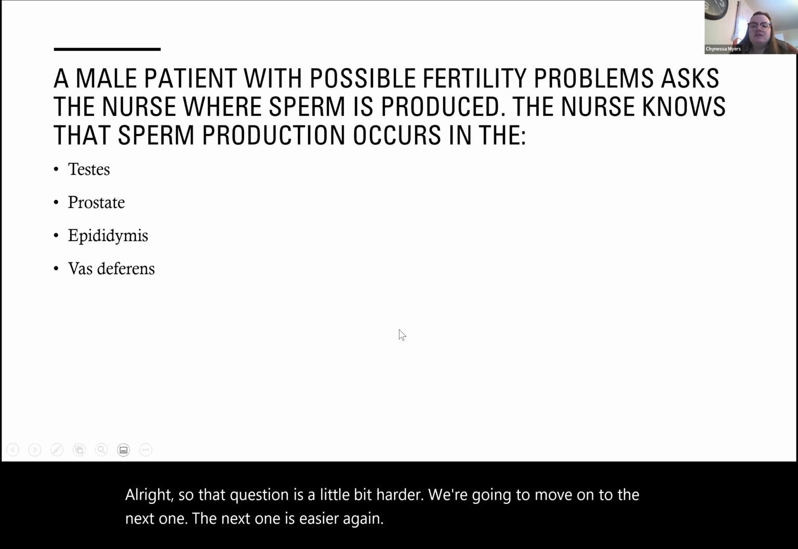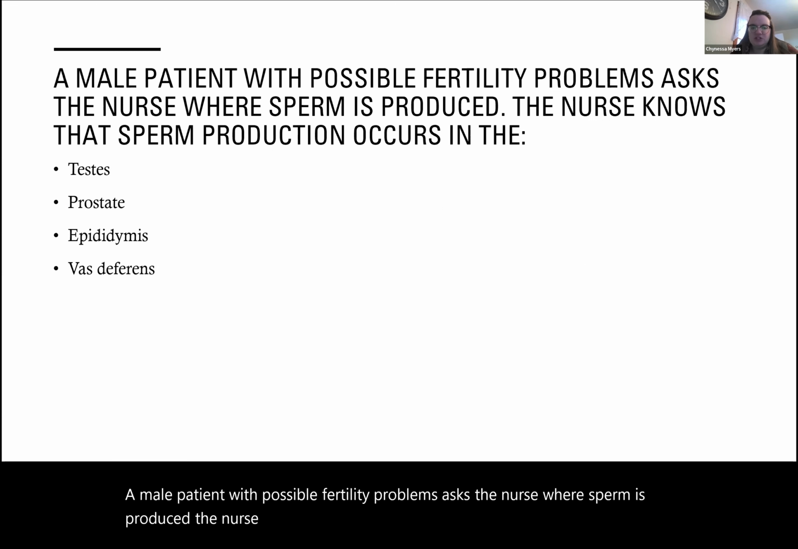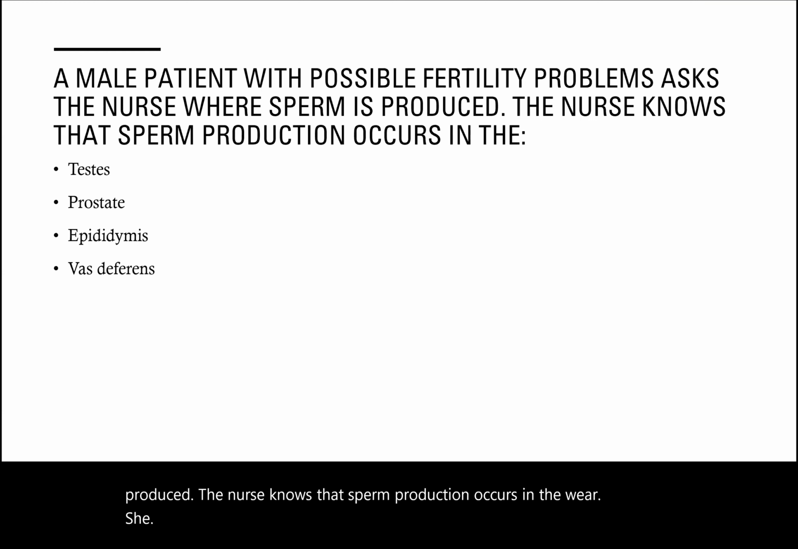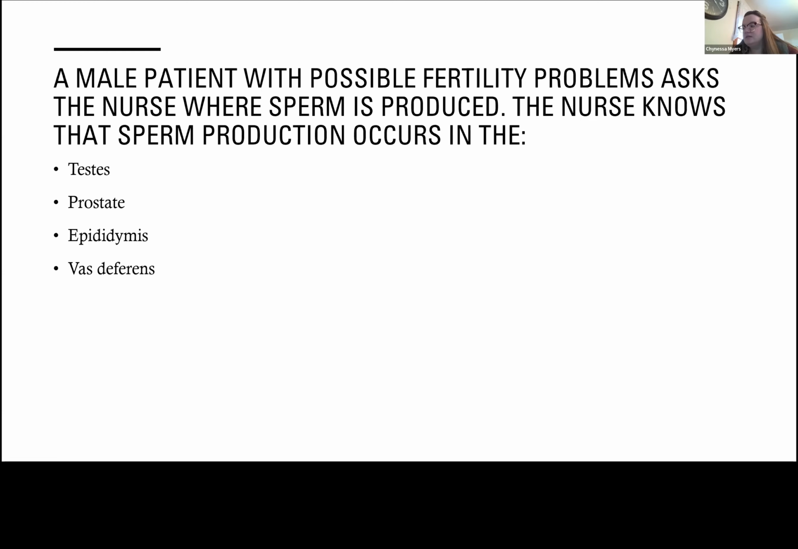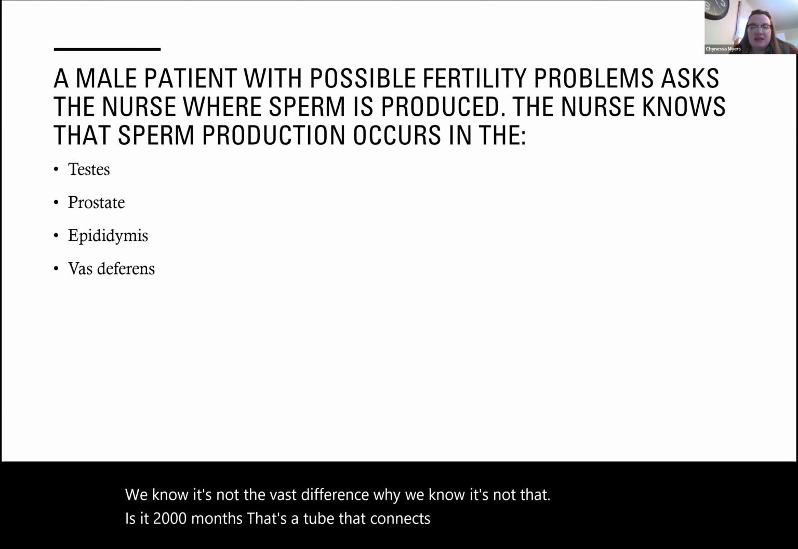A male patient with possible fertility problems asks the nurse where sperm is produced. The nurse knows that sperm production occurs in the where. C. You are correct. Good work. We know it's not the vas deferens. Why do we know it's not that? It's the tube that connects it all, right? Doesn't actually make anything.